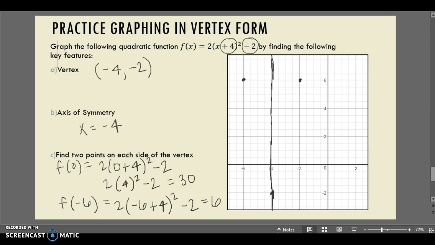Let's plug in negative 3 and see what happens when we plug in negative 3. So I'm just writing all over this board, which is totally fine. 2 times negative 3 plus 4 squared minus 2. All right. Negative 3 plus 4 is 1. 1 squared is 1. 1 times 2 is 2. 2 minus 2 is 0. So at negative 3, we have 0. So there's one there. There's going to be another one right here because it acts like a mirror.